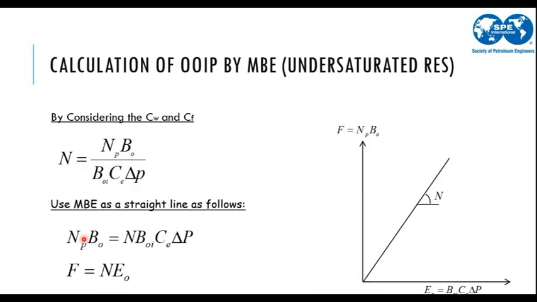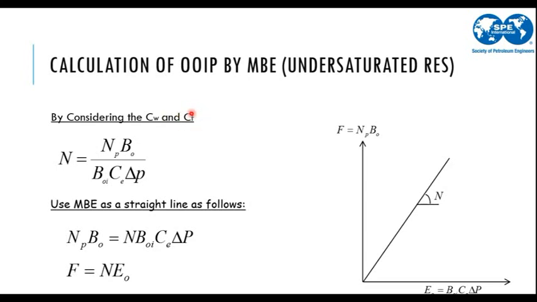So this is the saturated reservoirs. Talking about the undersaturated reservoirs, it is the same concept as for the saturated reservoir, but there is a little bit of difference, because when the reservoir is undersaturated, or the reservoir pressure is greater than the bubble point pressure, we would take into account the Cw and the Cf. What are Cw and Cf? Cw is the water compressibility, and Cf is the formation compressibility.